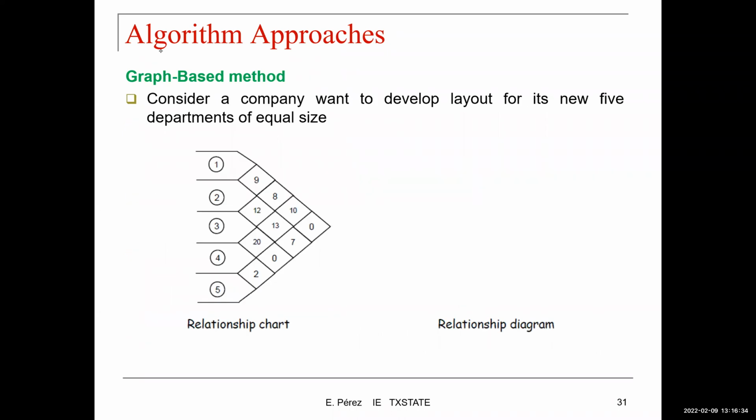So let's use this as an example, and we're going to work through this example to explain the strategy. Consider a company that wants to develop a layout for its new 5 departments of equal size. We have the relationship chart here, and we can also develop a relationship diagram. So this is going to be like a network. Let me draw the network here.